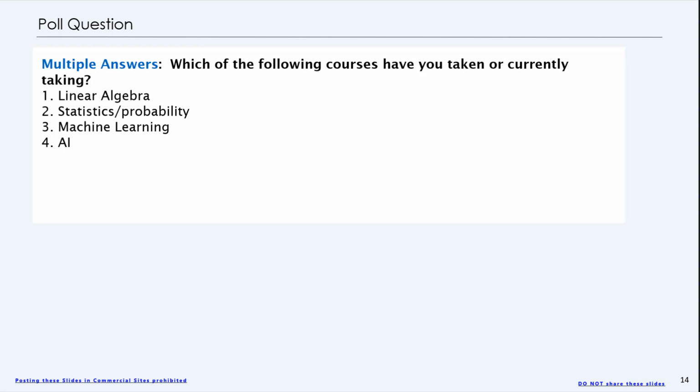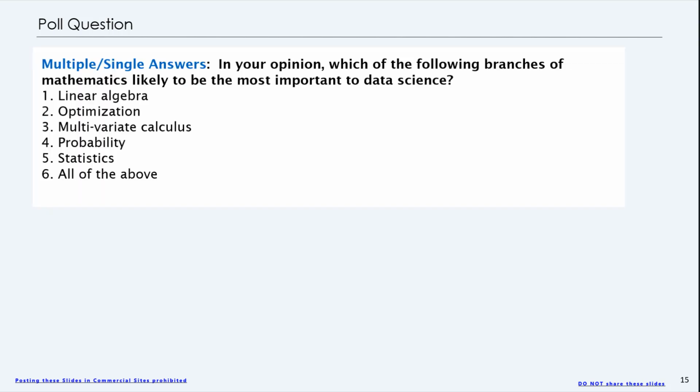So if you ask the question, which of the following courses have you taken or are currently taking, I will have to assume that you have taken a course in linear algebra, you have taken a course in statistics and probability, or have a good understanding of these two things. You don't need to have an understanding of machine learning or AI to take this class, and we will visit some of those topics during the duration of this course.